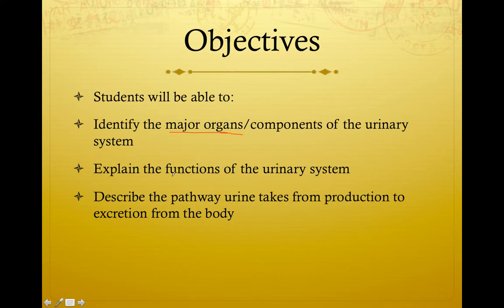I'd also like you to explain the functions of the urinary system. Why do we have it? What does it do for us? And last but not least, describe the pathway urine takes from production, where it's created, to excretion from the body. And so here we go.